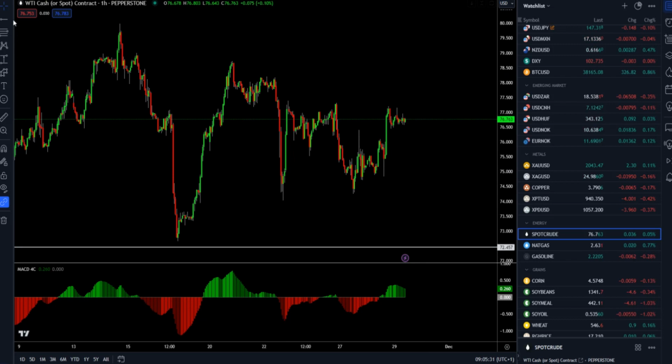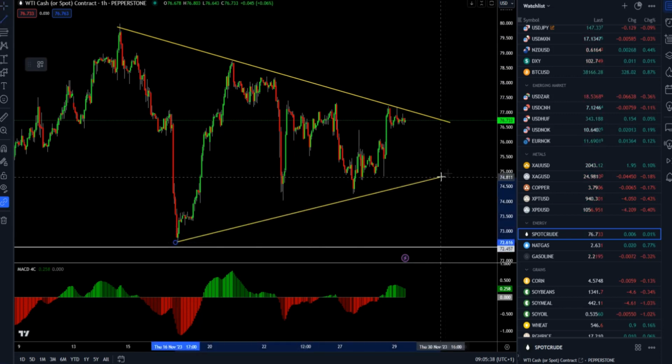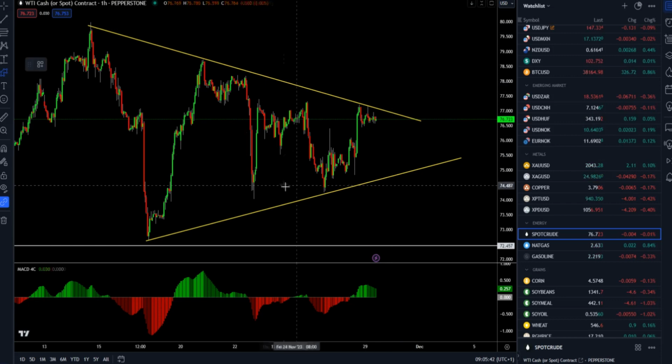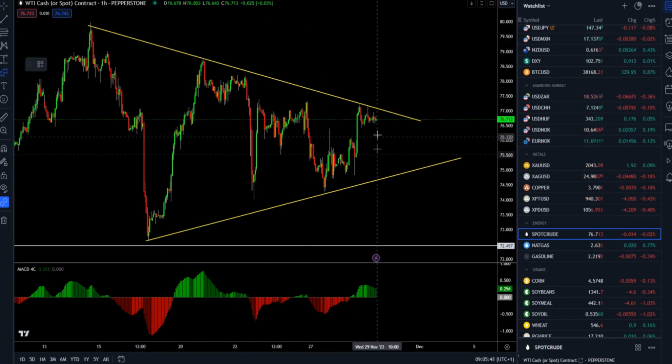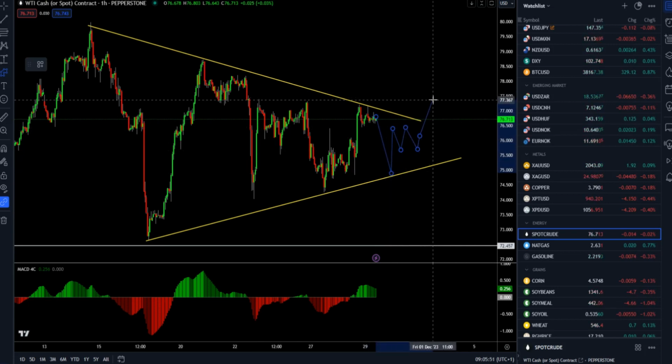Crude oil, nothing really changed, so we still have this consolidation going on, so this symmetrical triangle is building. Market just trading around this supply trend line and demand trend line. So we might see in the near future the breakout again.